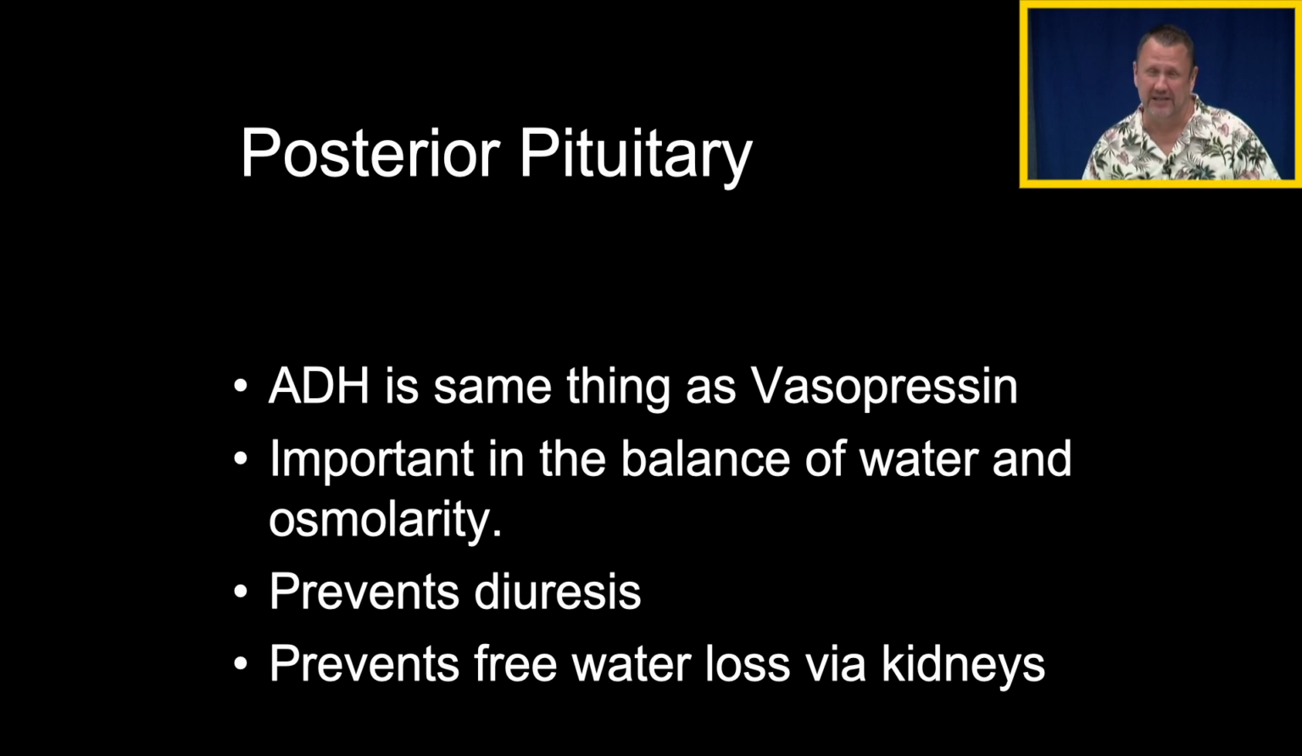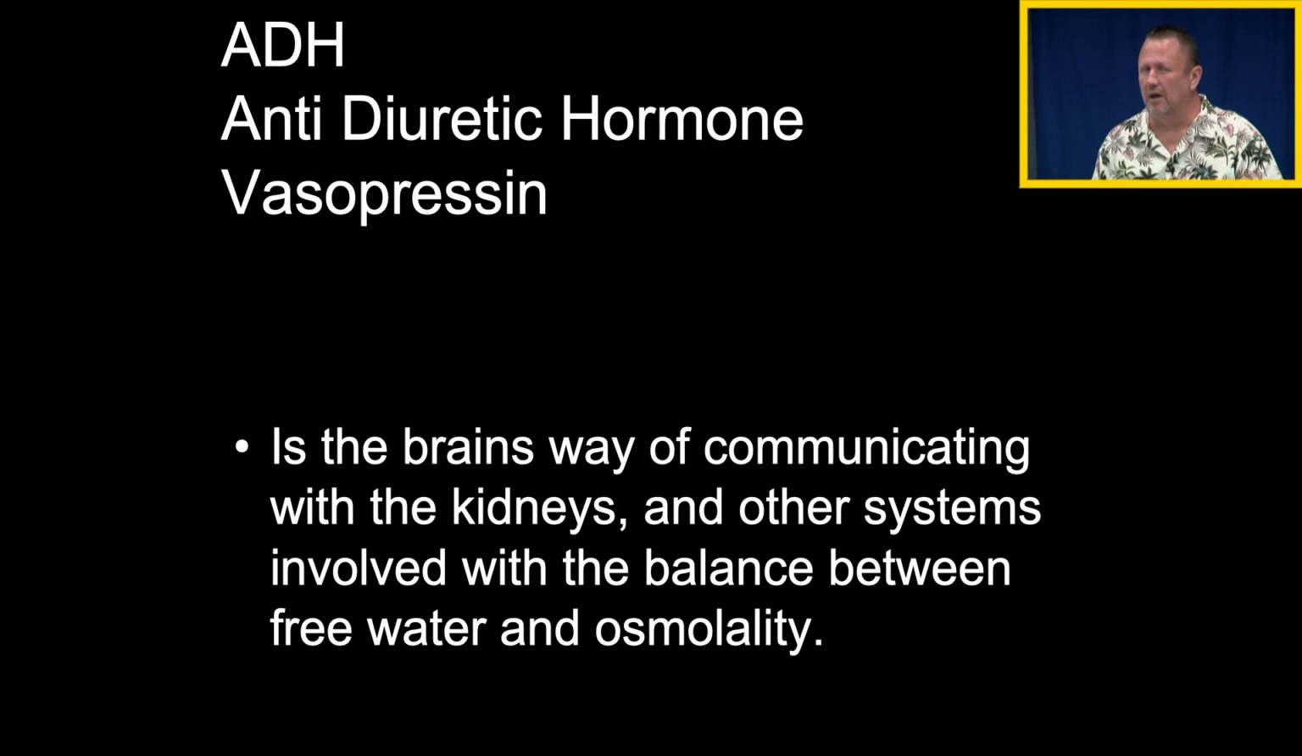So if we don't have antidiuretic hormone, we are going to lose an enormous amount of free water from our kidneys. All right, so antidiuretic hormone, vasopressin, is our posterior pituitary way, the brain's way of communicating with the kidneys and other organ systems in the balance between free water and osmolarity and osmolality. And so again, antidiuretic hormone communicates with the kidneys, telling it to retain free water. Antidiuretic hormone is required for the proper retention of free water and the balance of free water with the solutes.